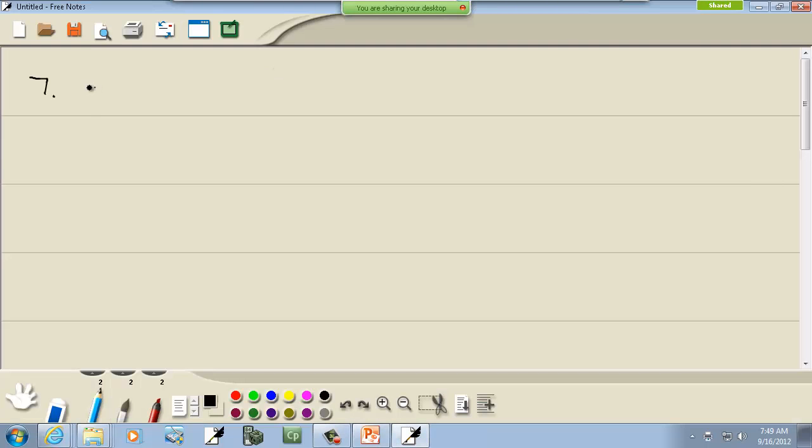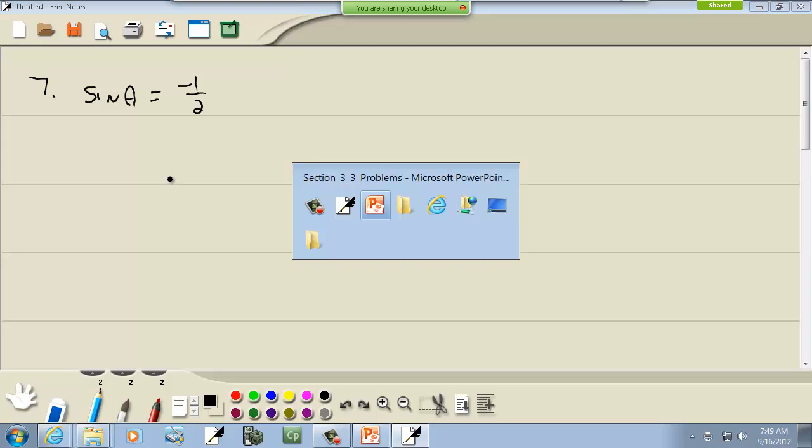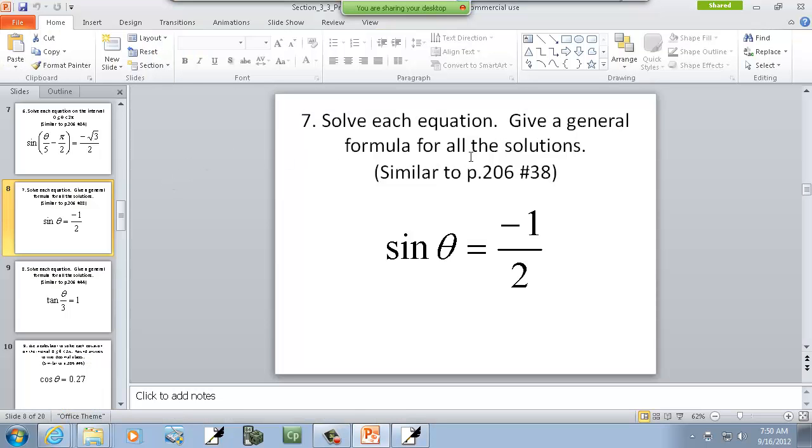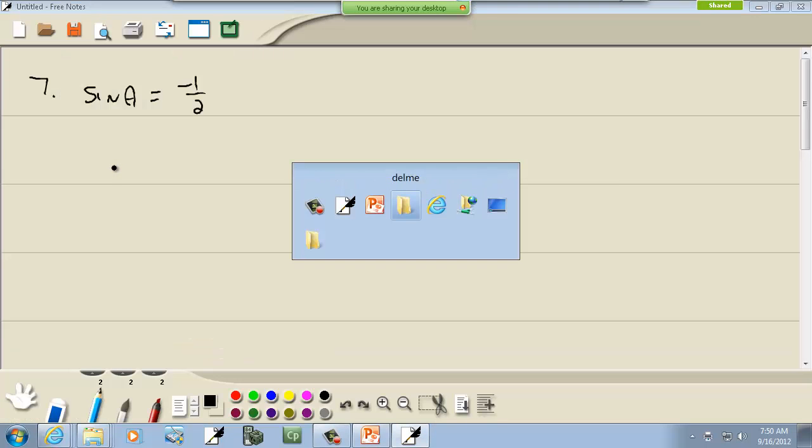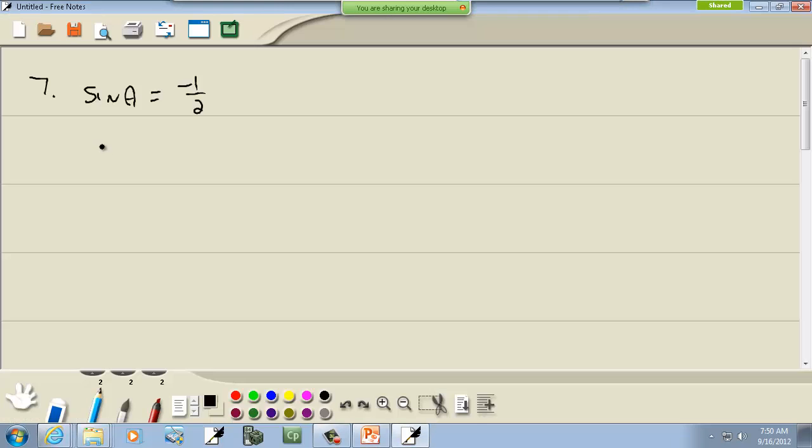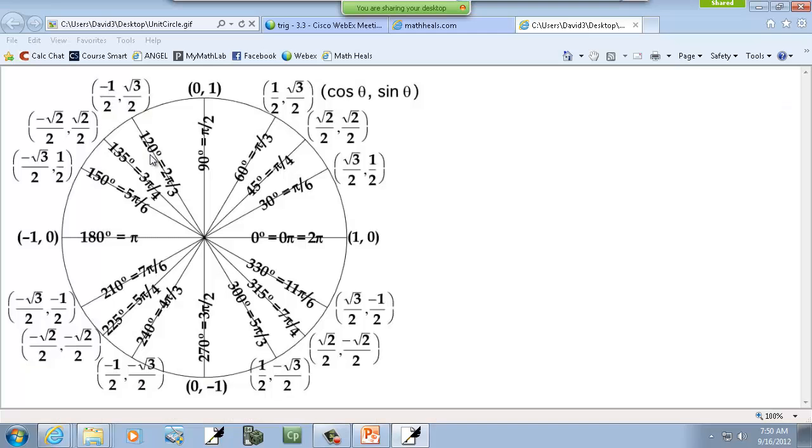So we got sine theta is equal to negative 1/2. Okay, so look at the instructions. Solve each equation, give a general formula for all the solutions. So let's go around a unit circle and look where it's equal to negative 1/2. Sine is our y part, so negative 1/2 would be down in the third and fourth quadrants.